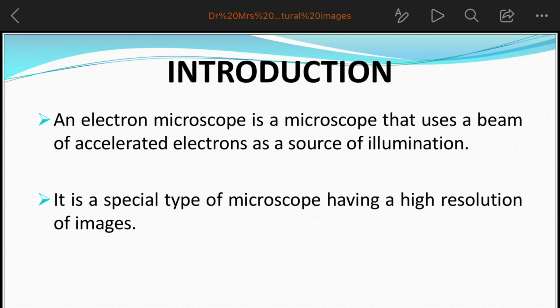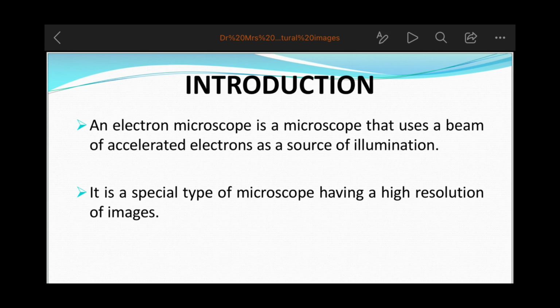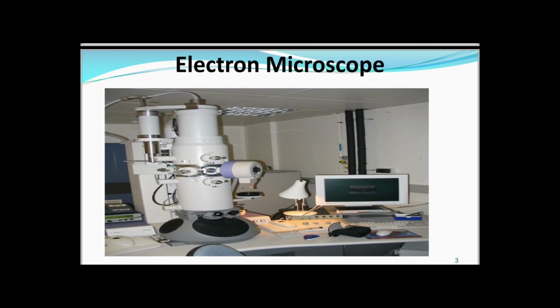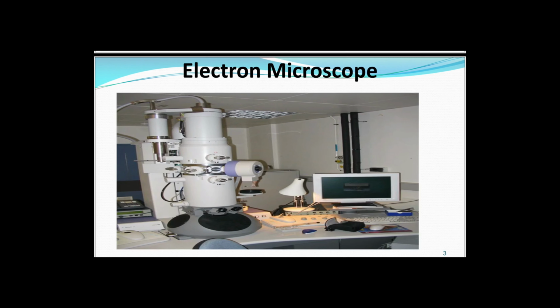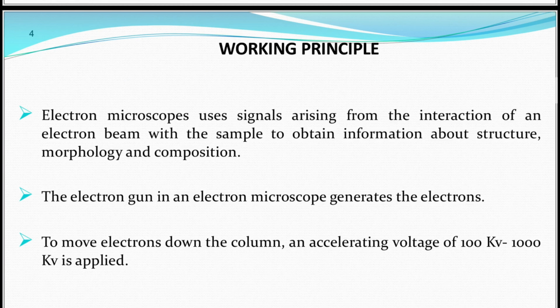Introduction. An electron microscope is a microscope that uses a beam of accelerated electrons as a source of illumination. It is a special type of microscope having a high resolution of images. The electron microscope uses signals arising from the interaction of an electron beam with the sample to obtain information about structure, morphology, and composition. The electron gun in an electron microscope generates the electrons.